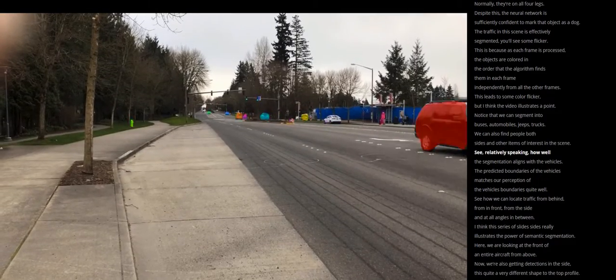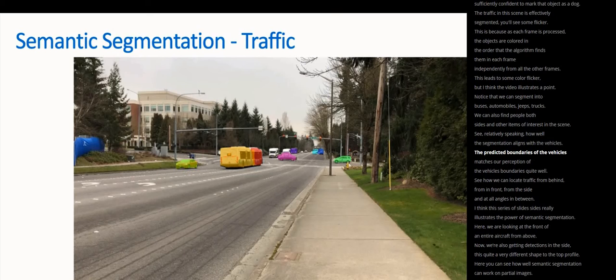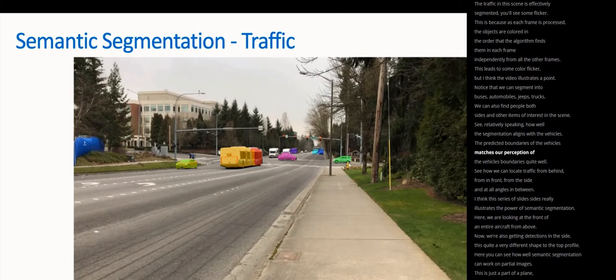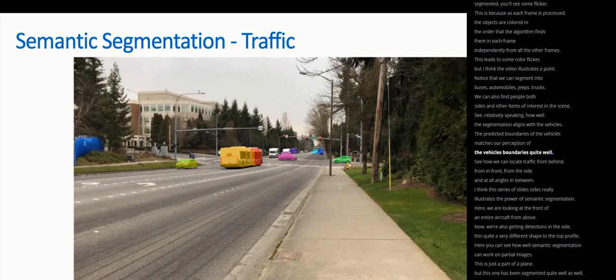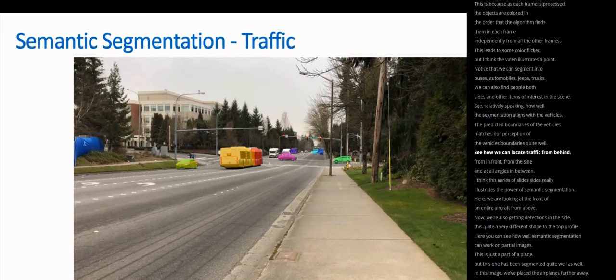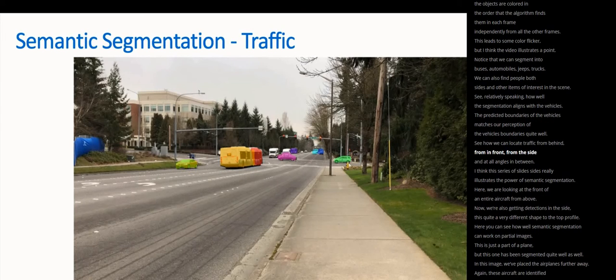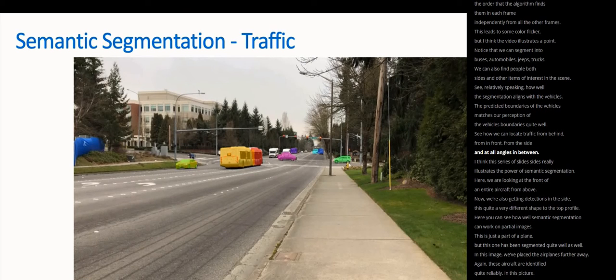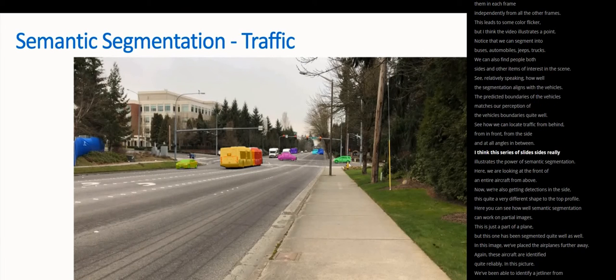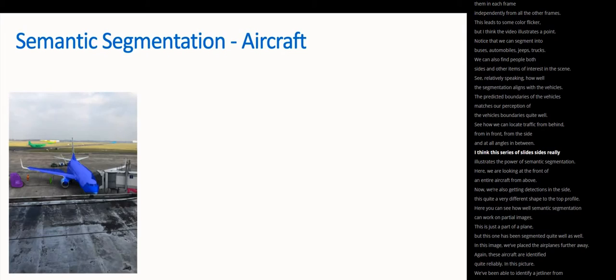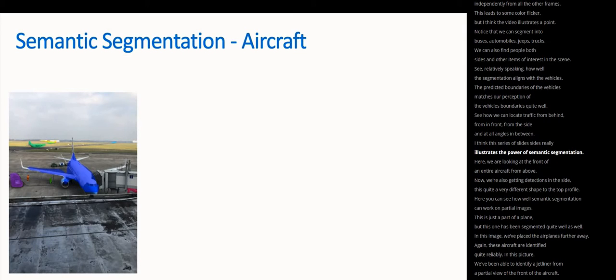See, relatively speaking, how well the segmentation aligns with the vehicles. The predicted boundaries of the vehicles match our perception of the vehicles' boundaries quite well. See how we can locate traffic from behind, from in front, from the side, and at all angles in between. I think this series of slides really illustrates the power of semantic segmentation.